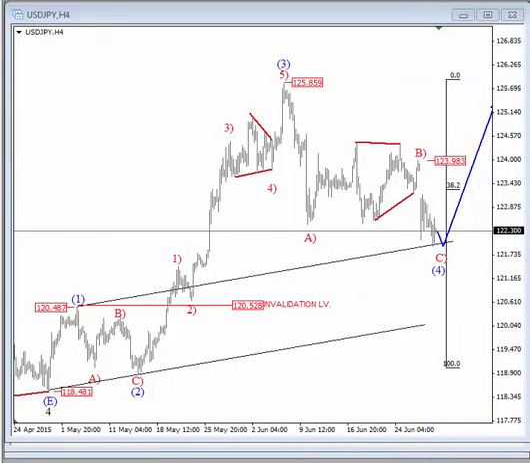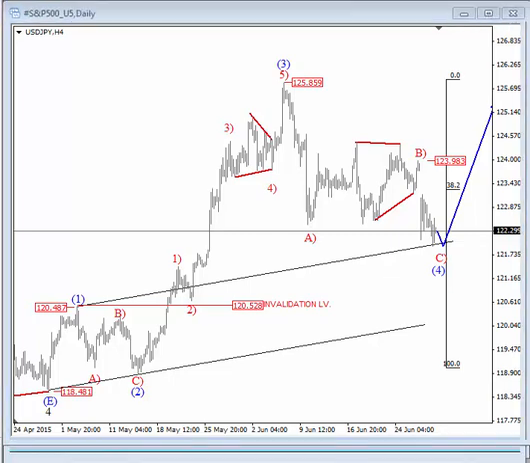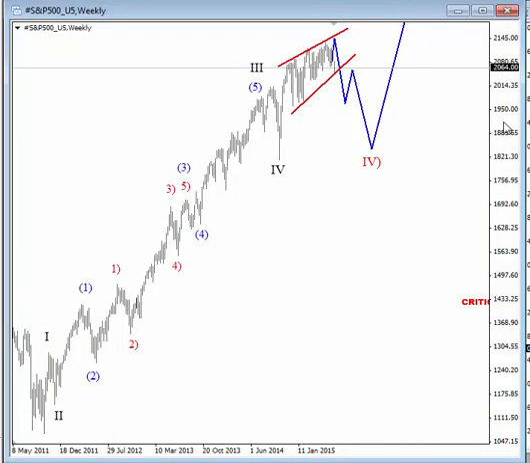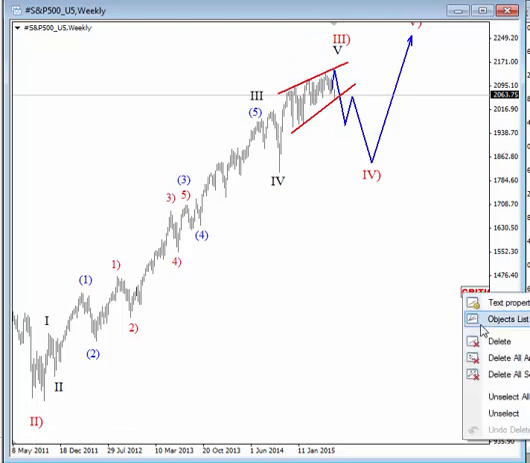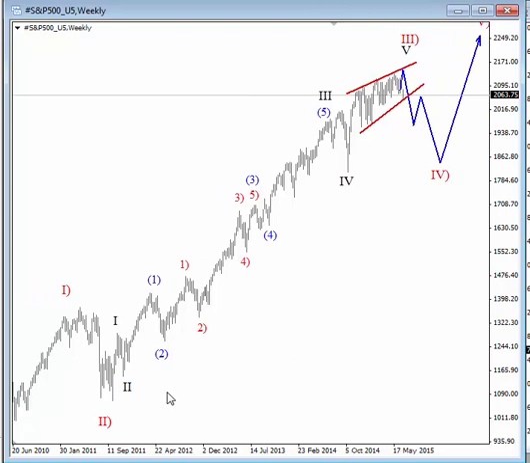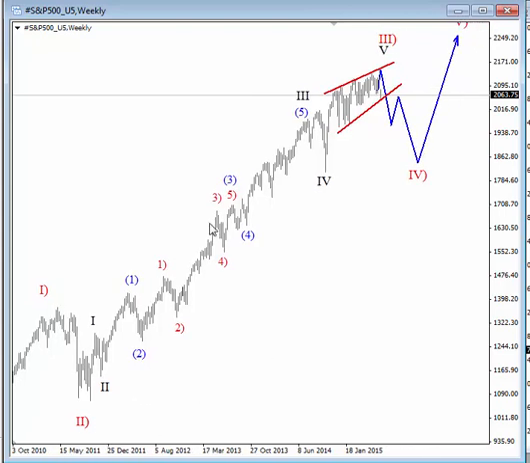Okay, so that's it regarding currencies. Now we will cover the S&P 500. I adjusted the wave count a little in the latest updates. So on the weekly chart, no major changes here. We still think that the market is trading at the final stages of an extended red wave 3.